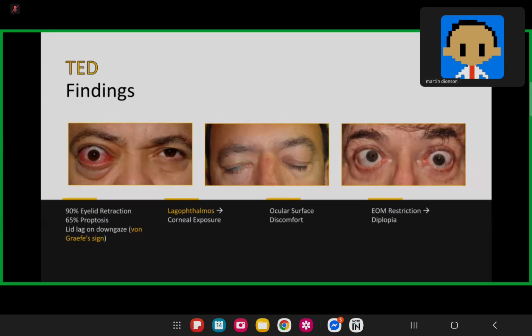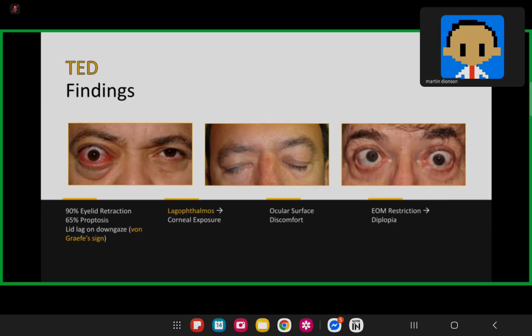65% of patients with TED will present with proptosis, or bulging of your globe. Then followed by lid lag on down gaze, which is known as your von Graefe sign. So when the patient looks down, the upper eyelid will slowly move when you compare it to the other eye, or the eyelids will slowly close. So that is called your lid lag on down gaze.